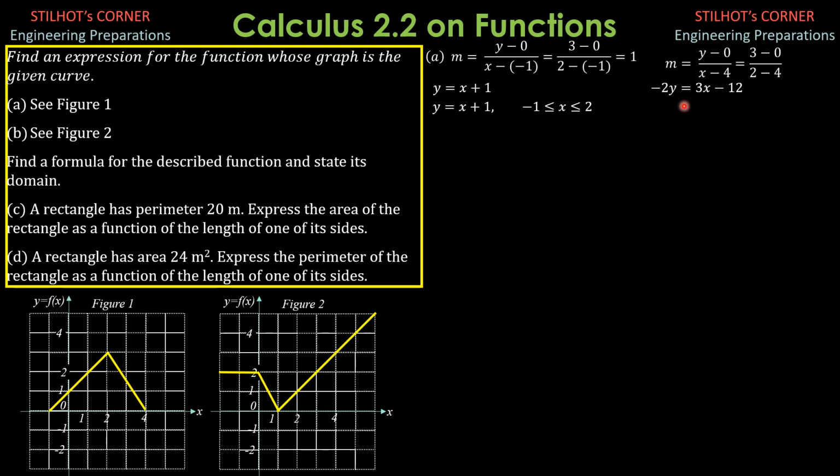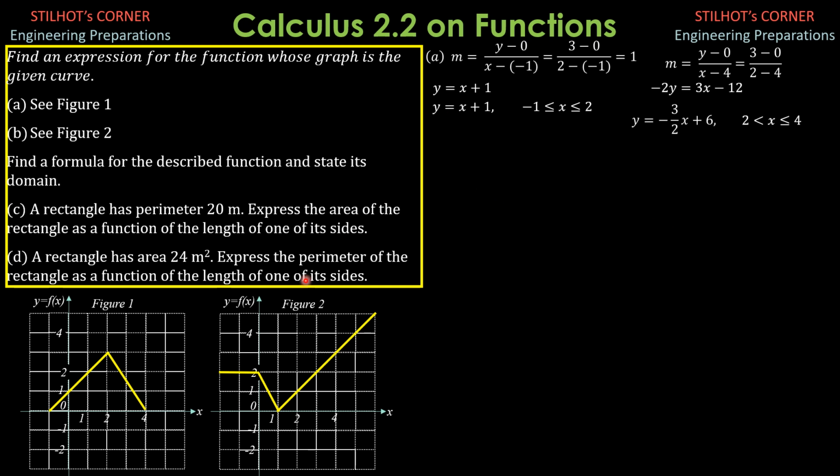Divide everything by negative 2. So y is negative 3 halves x. Negative 12 over negative 2 is positive 6. So y equals negative 3 halves x plus 6. And the domain is 2 less than x and x less than or equal to 4.